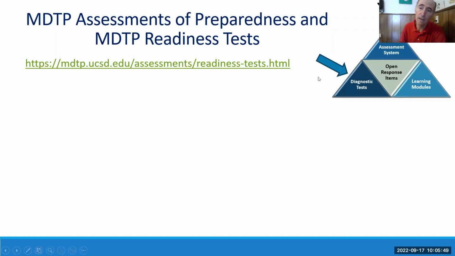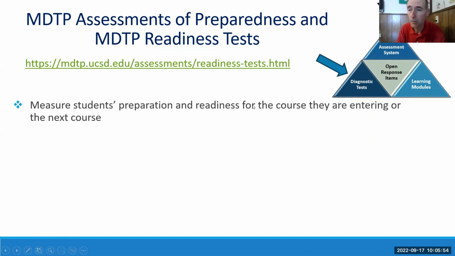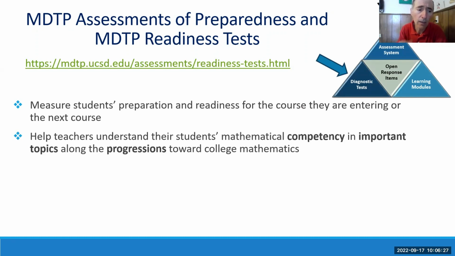The diagnostic tests are multiple choice tests, and there's two kinds of them. One of those two kinds is the preparedness test and the readiness test. The preparedness tests are the tests to see if students are prepared to take math 6, 7, or 8, so the middle school courses. And then the readiness tests are readiness diagnostics for certain courses in high school, math 1 or algebra 1, math 2, math 3, or geometry, second year algebra, pre-calculus, calculus, courses like that.